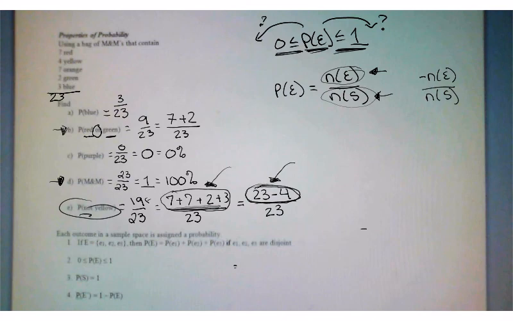Let's consider now being over here. What if the probability was greater than 1? What would that imply about our fraction? Well, the only time a fraction is greater than 1 is when the numerator exceeds the denominator. So when we have an improper fraction.